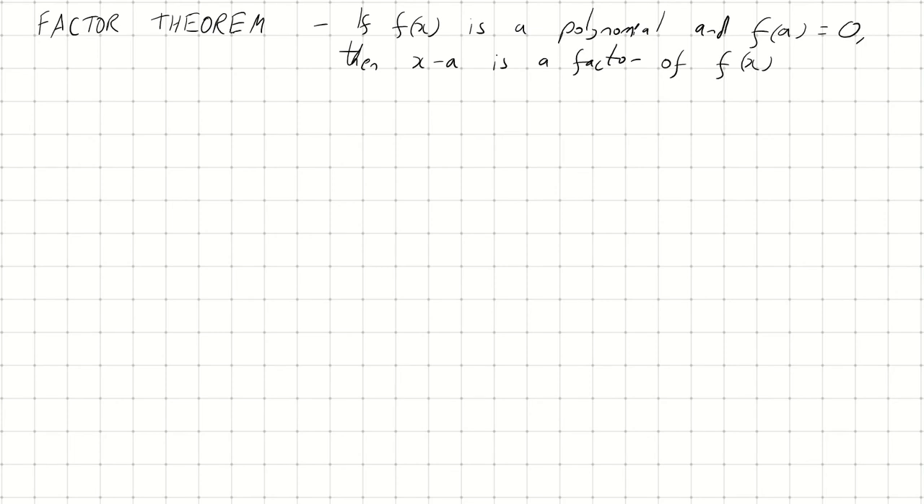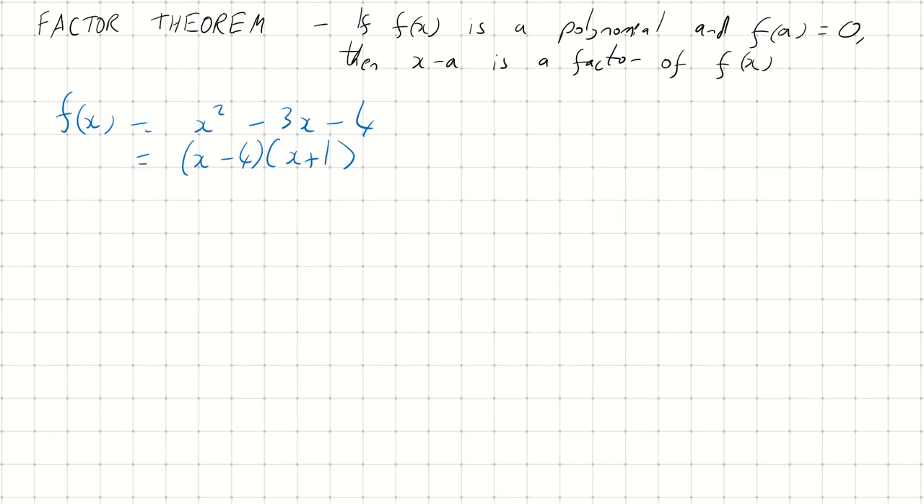Let's consider an example. f(x) equals x squared minus 3x minus 4. Now this is a quadratic, that means it's a polynomial, and we know we can factorize this as (x minus 4)(x plus 1), just simple factorizing of a quadratic. So it has two factors, x minus 4 and x plus 1. But we could get the same result from the factor theorem.